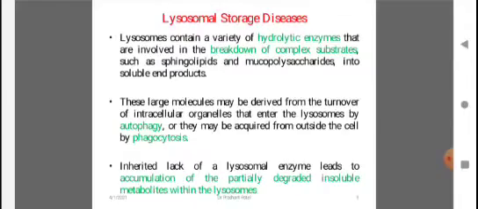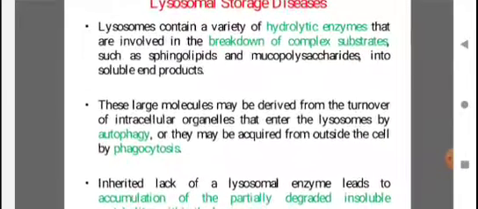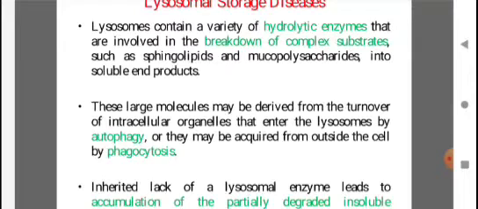Lysosomal storage disease. Lysosome contains variety of hydrolytic enzymes that are involved in breakdown of complex substances such as sphingolipid and mucopolysaccharides into soluble end products. These large molecules may be derived from the turnover of intracellular organelles that enter the lysosome by autophagy, or they may be acquired from outside the cells by phagocytosis.